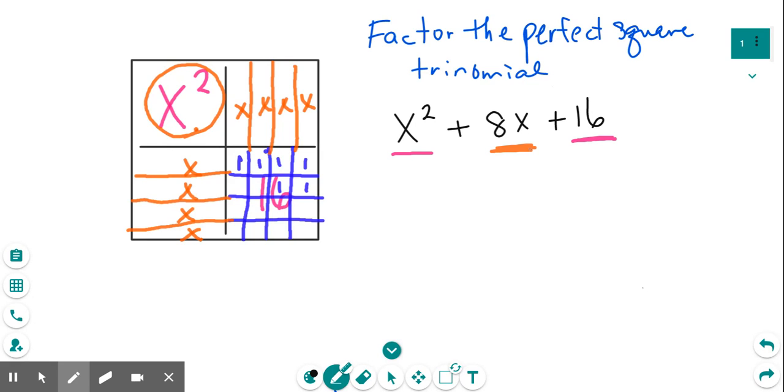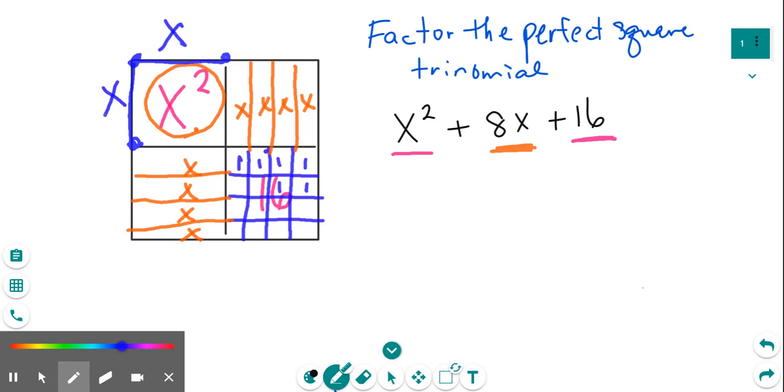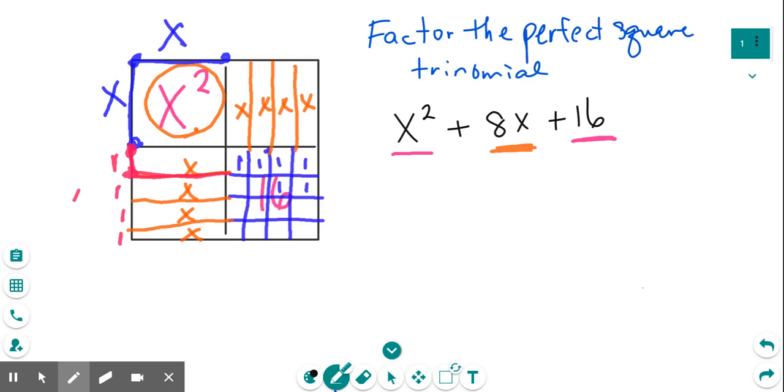Now, how do we factor this? Well, we have to see what this is and then what this is. Since this is an area of x squared, this is an x by x square. Then, what is this length right here? Well, this is an x by 1 square. So these are all ones here, and we have a total of 4. Now up here, we also have ones for a total of 4.